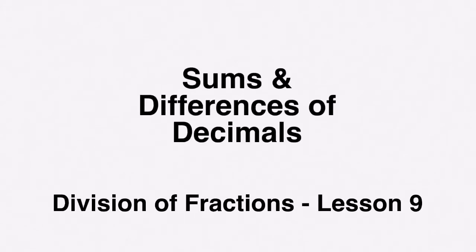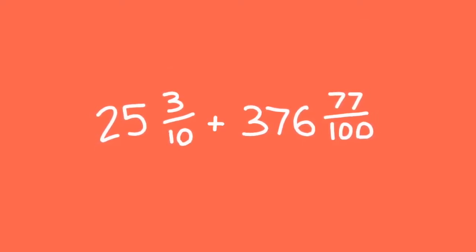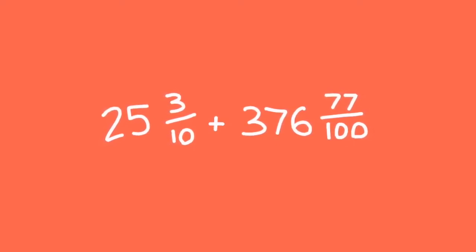Today we're going to talk about sums and differences of decimals. Take a look at this addition problem: 25 and 3/10 plus 376 and 77 hundredths. How do we add this?